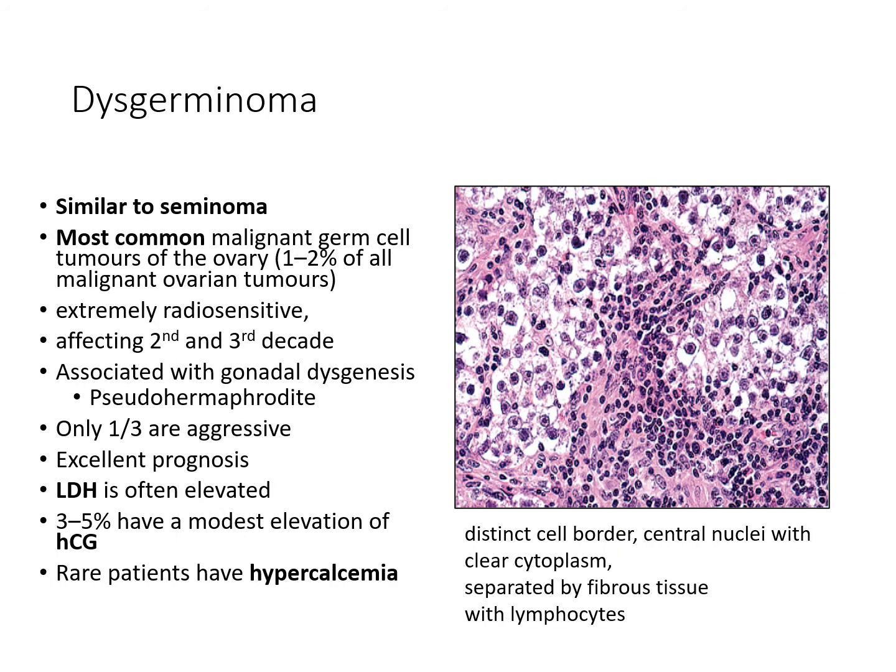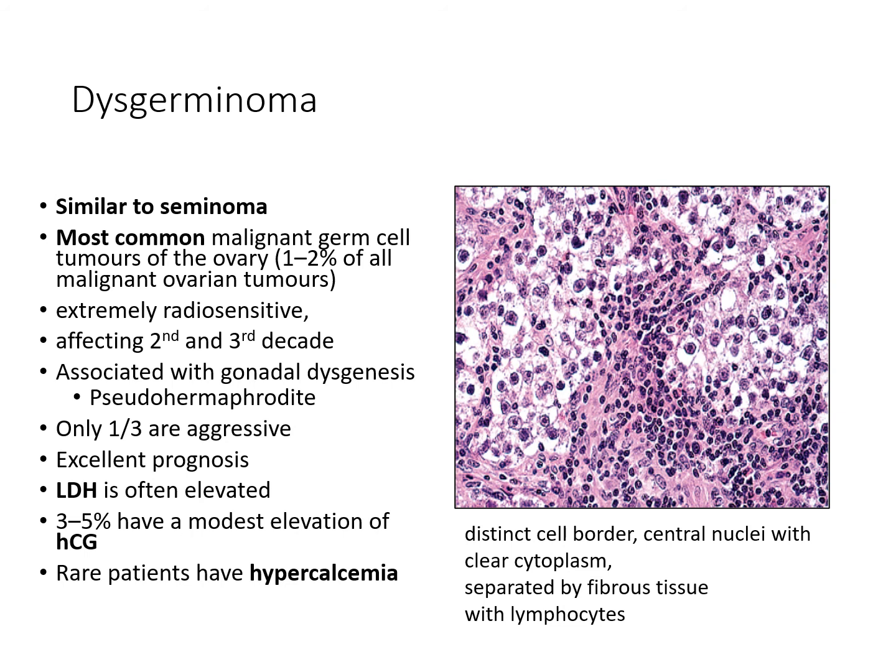This germinoma is similar to seminoma in the testis. It is the most common malignant germ cell tumor of the ovary. It is extremely radiosensitive and affects the patients in their 20s and 30s. It is associated with gonadal dysgenesis, such as pseudohermaphrodite. Only 1/3 are aggressive, and it has excellent prognosis, similar to the counterpart in the testis.